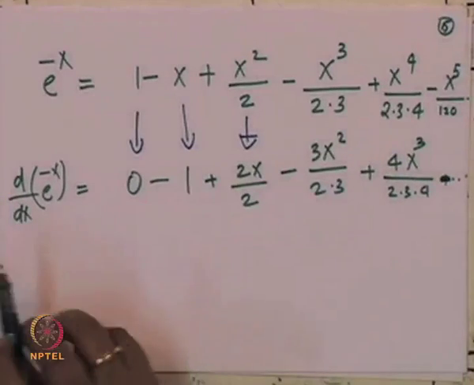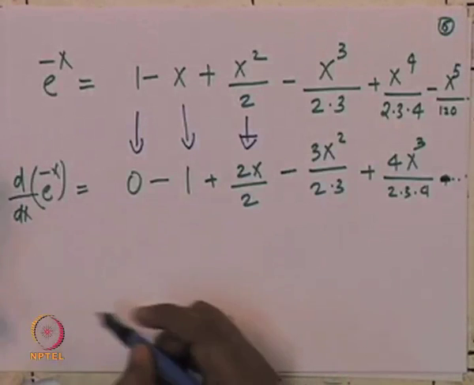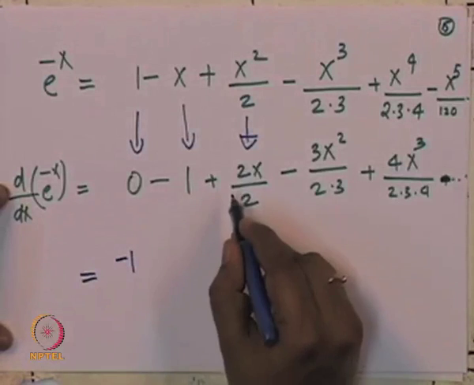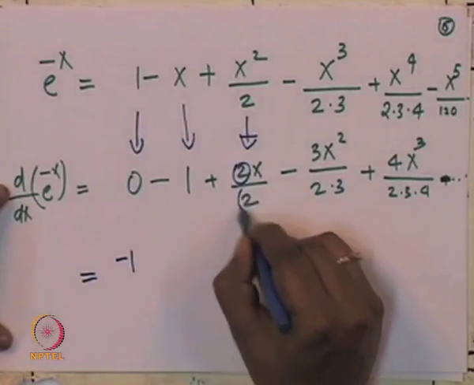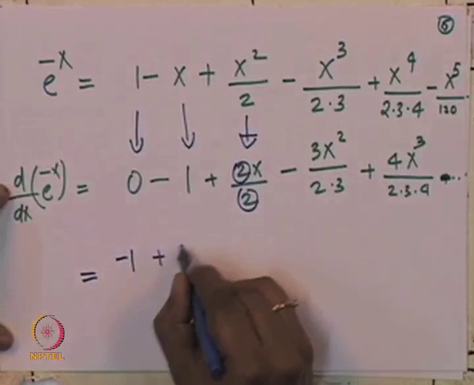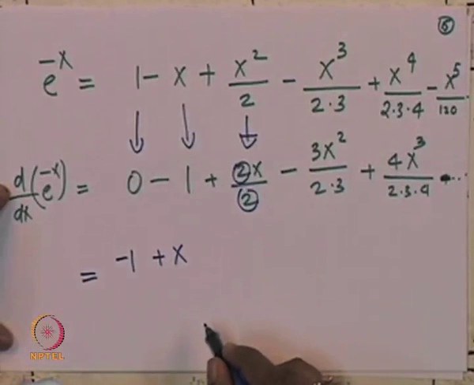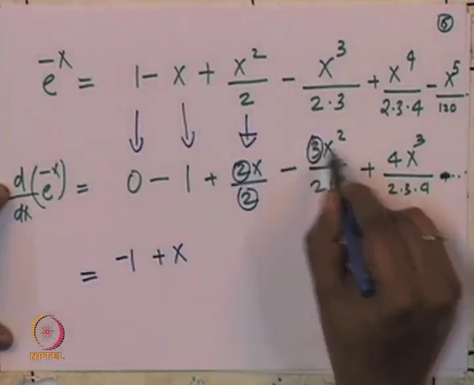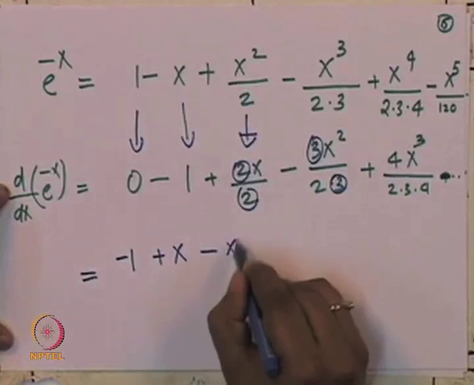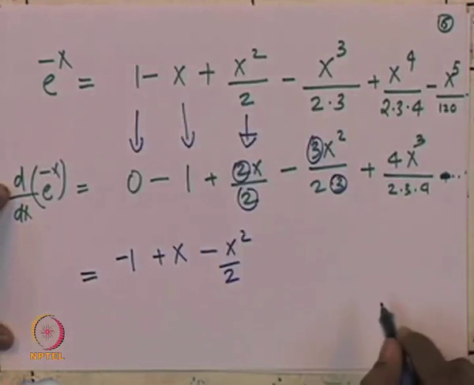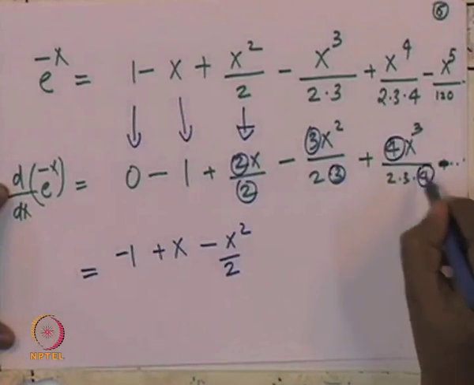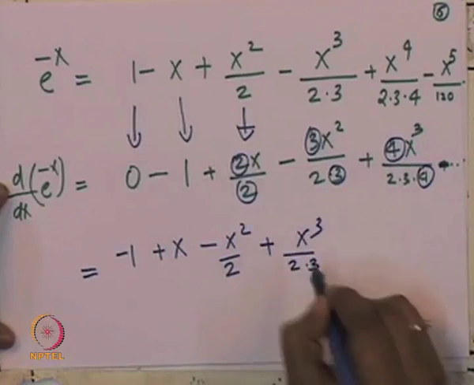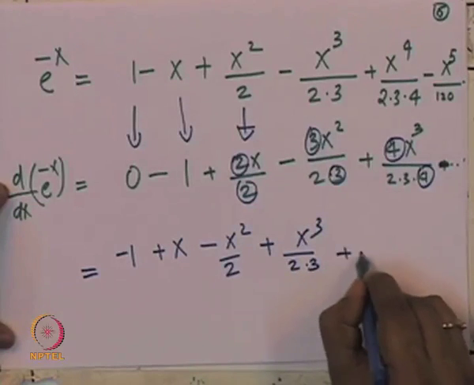Now if we rewrite this, what do we get? The first term is minus 1. In the second term, this 2 and this 2 cancel, so it is just plus x. In the third term, this 3 and this 3 cancel, so you have minus x square by 2. In the next term, this 4 and this 4 cancel, and what you have is plus x cube by 2 into 3, and so on and so forth.